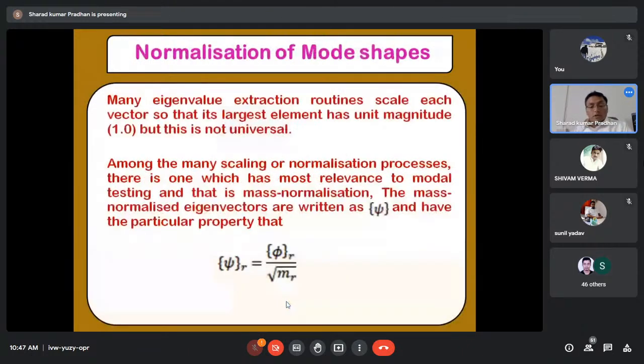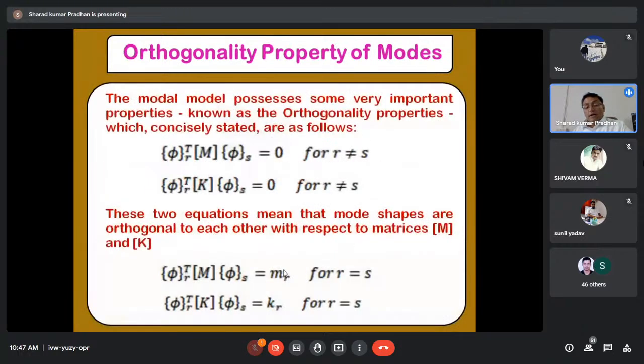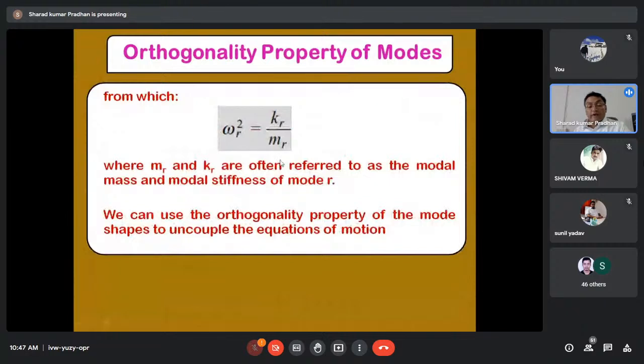Similarly, like natural frequency, if you look at K by M, if Kr by Mr, the modal stiffness divided by the modal mass, is taken, then we are going to get omega r square, the modal natural frequency. So these properties are important and they are going to make your equations uncouple later on. I will show you how.